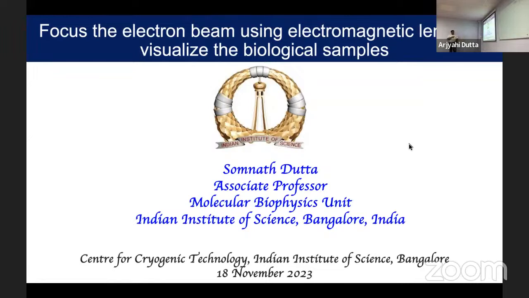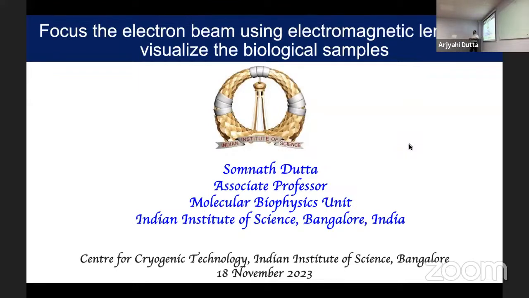Now, today's talk title, I mentioned that: focus the electron beam using electromagnetic lenses to visualize biological samples. From here you can see there are two terms, electron beam as well as electromagnetic lenses. If we combine these two, anyone can imagine that we are talking about the electron microscope, because we have an electron source and electromagnetic lenses, and we are trying to visualize the biological sample.